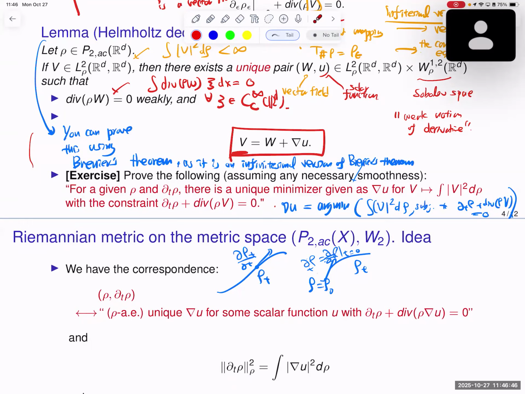All right. And we know that the W2 norm of this velocity vector, partial t rho, is given by the L2 norm of this gradient vector field with respect to that given rho.